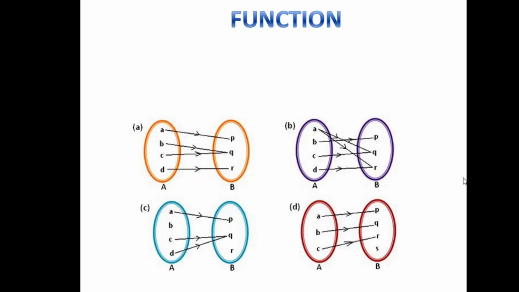Here you can see I have taken four figures and all these are examples of functions. Here A, C and D are many-one types of functions, but D is one-one function, meaning only one element is related with one element of set B.